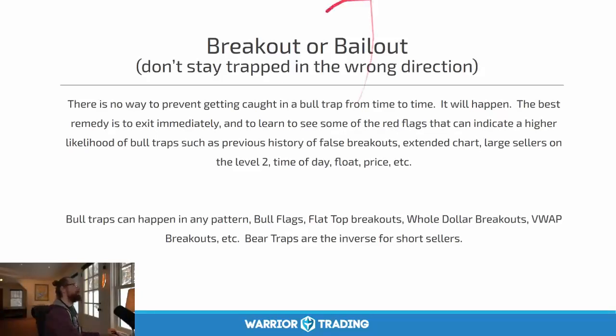That's a great one. All right, so the best remedy is to exit immediately and to learn if you see some red flags that can indicate a higher likelihood of bull traps. So learn from losses. Losses are lessons. Previous history of false breakouts, extended charts, large sellers on the level 2, perhaps hidden sellers on the level 2. Bull traps can happen in any pattern: bull flags, flat top breakouts, whole dollar breakouts, VWAP breakouts. Bear traps can also happen in any pattern.